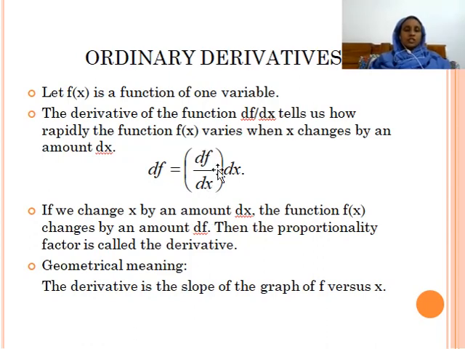Okay, so what is its meaning? That means df by dx, the derivative, gives us the slope of the graph f versus x. If you plot a graph with f along the y-axis and x along the x direction, you get a graph, f of x. If you take the slope of this graph, it is called df by dx. Okay, so it gives us how rapidly the function f varies with the variable x.